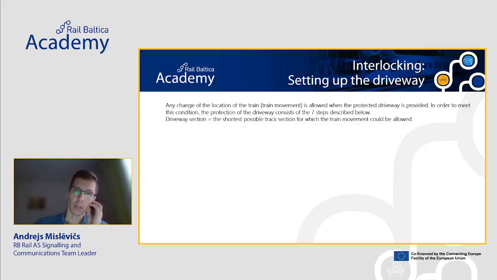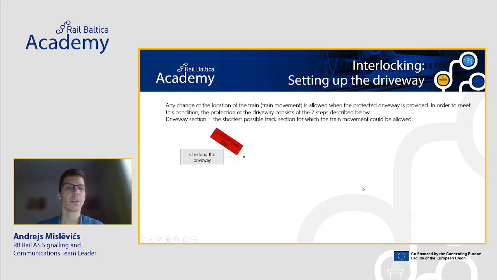How the driveway is being set. So it is important that any change of the location of the train is allowed only on the protected driveway. In order to meet this condition, the protection of the driveway consists of 7 steps described below.